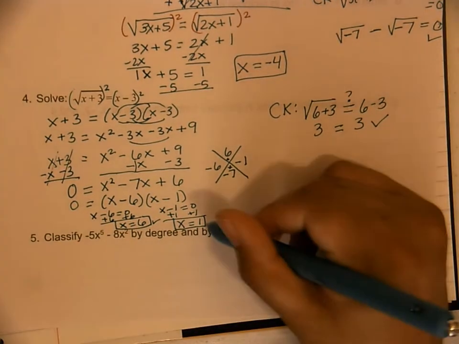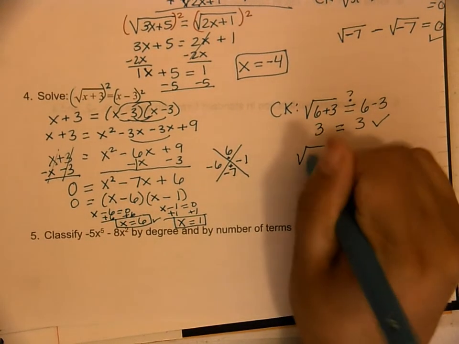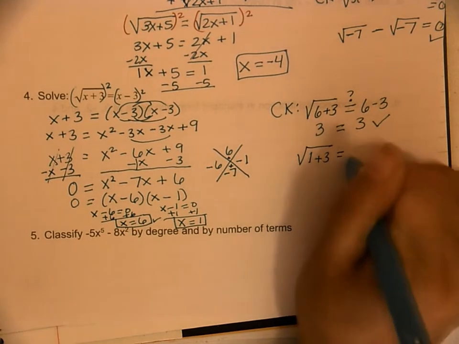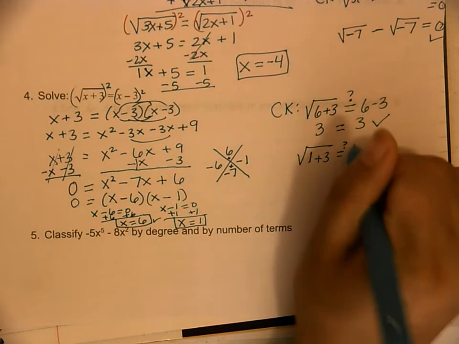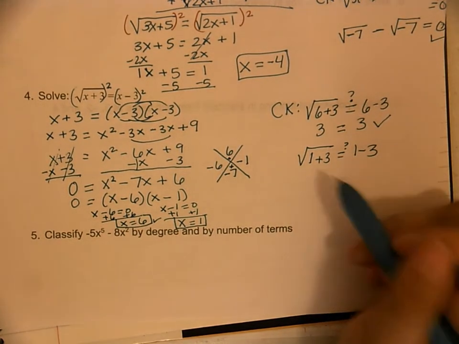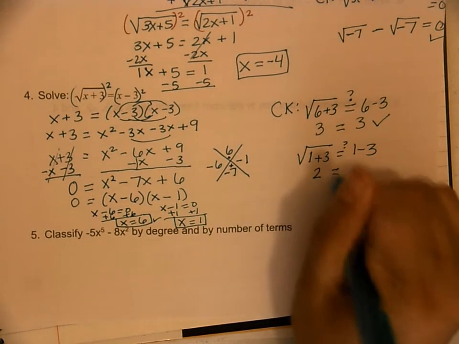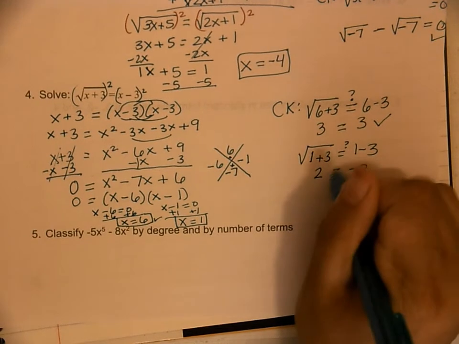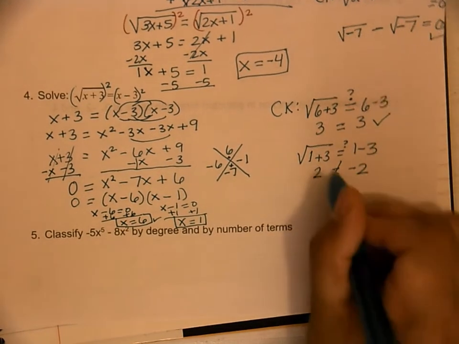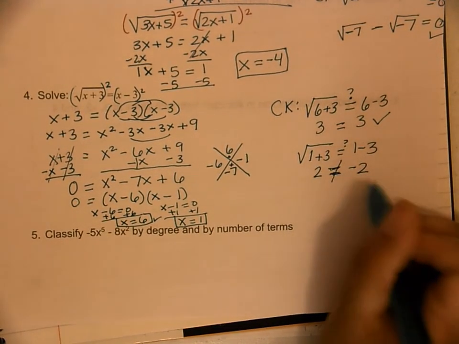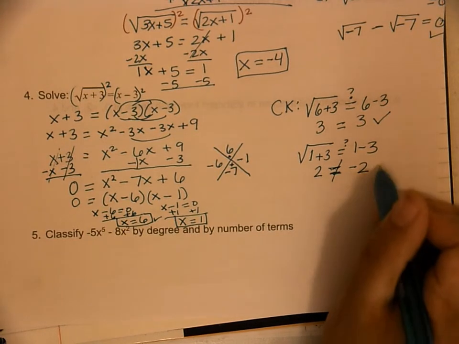But for the 1, let's see what happens. 1 plus 3 inside the radical should equal, or does it equal, 1 minus 3? The square root of 1 plus 3 is the square root of 4, which is 2. But then 1 minus 3 is negative 2. Those two things are not exactly the same. They're similar, but they're not exactly the same. They have to have the exact same sign for that to work.